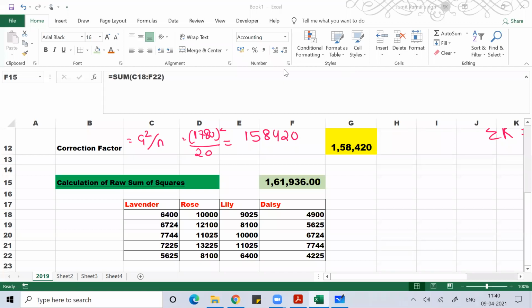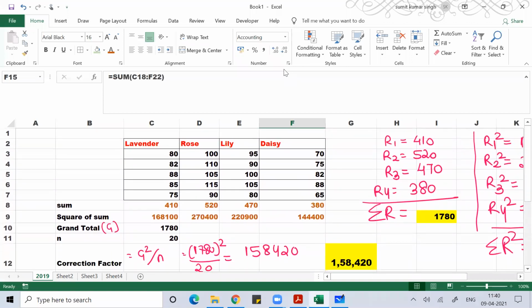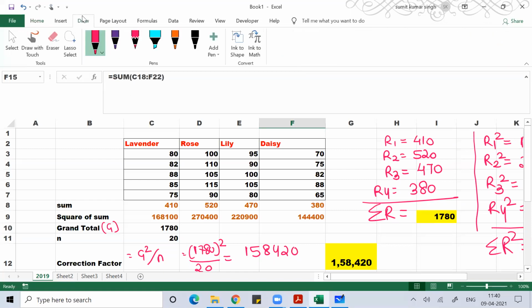So raw sum of square is nothing but this. Whatever value is given in the question paper, you find the square of these values, like 80 square plus 100 square plus this square. 80 square is 6400. 100 square is 10,000. 95 square is 9025. 70 square is 4900. 75 square is 5625. What is 82 square?